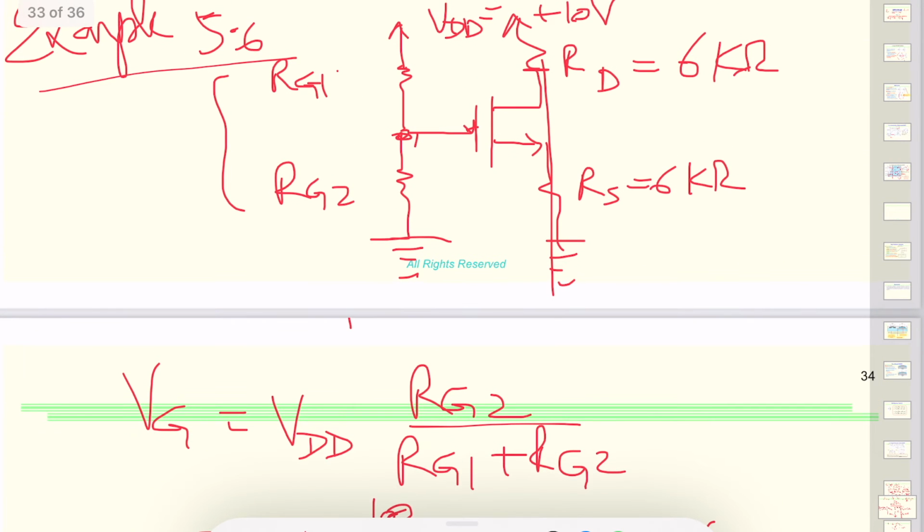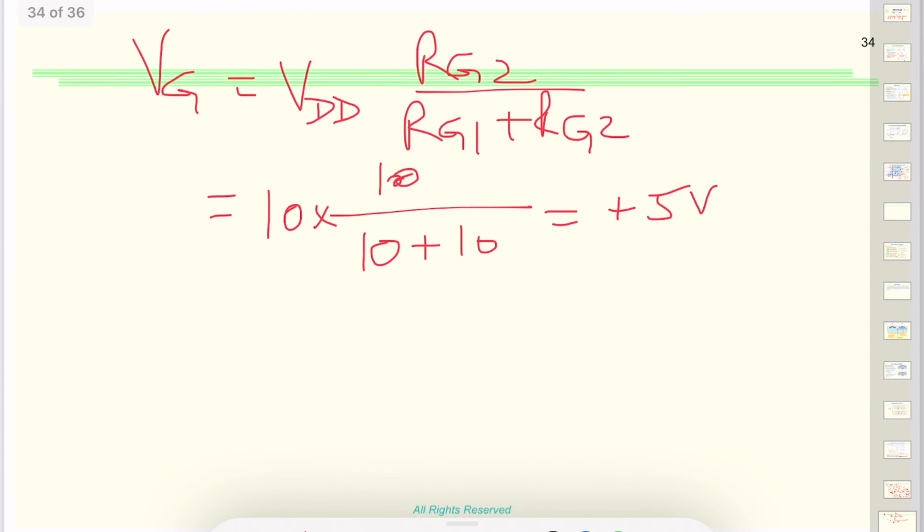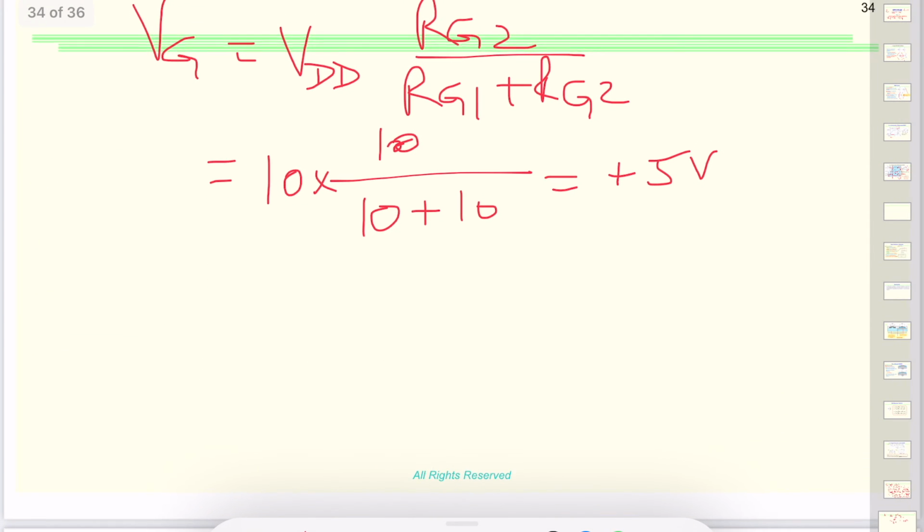Now, here it is 5 volt, but we don't know what the voltage on the drain is, what is VDS. So we don't know if it is triode operation or saturation. So let's assume it's saturation, and then we'll see if the numbers make sense. If they make sense, we'll use those. If not, then we'll have to solve it for triode operation.